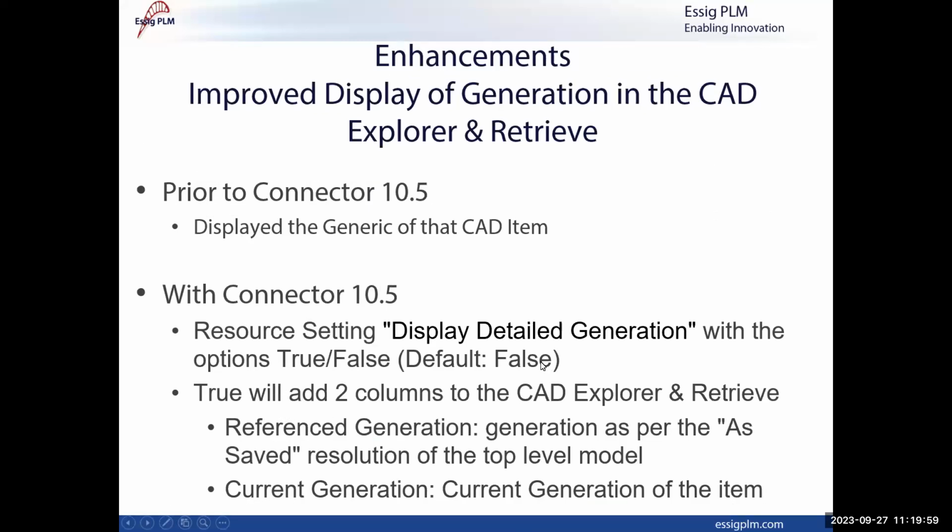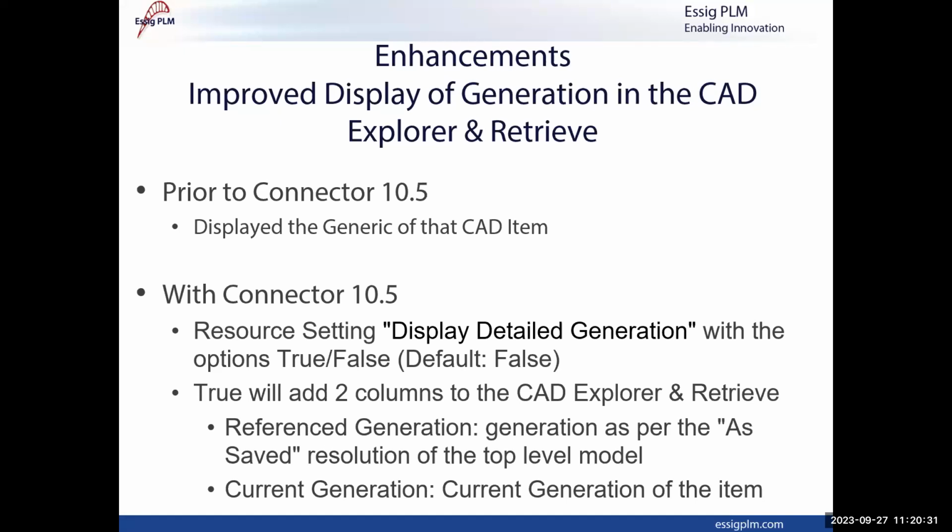So next one, try to get to the demo as quick as possible here. Improve the display generation of the CAD Explorer. So basically, we've had the enhancements and some excellent discussions on how to improve the display, the knowledge for the CAD user. In terms of, okay, I'm working with this, but what is it really? And oh, by the way, if something has been updated in Aras, what's the generation of that item?